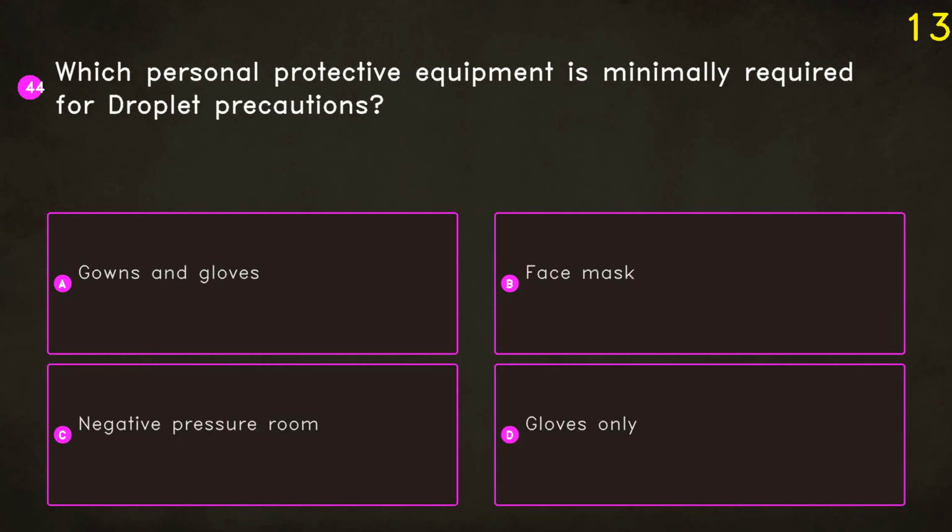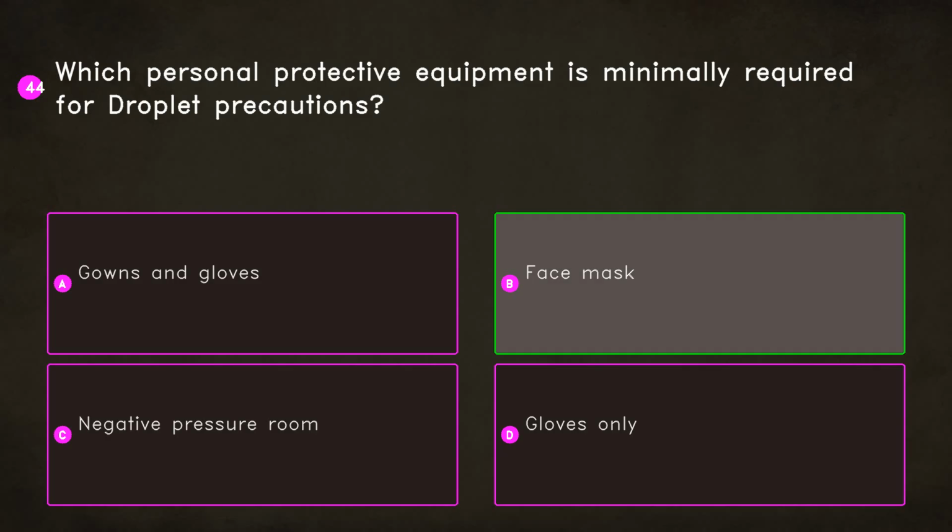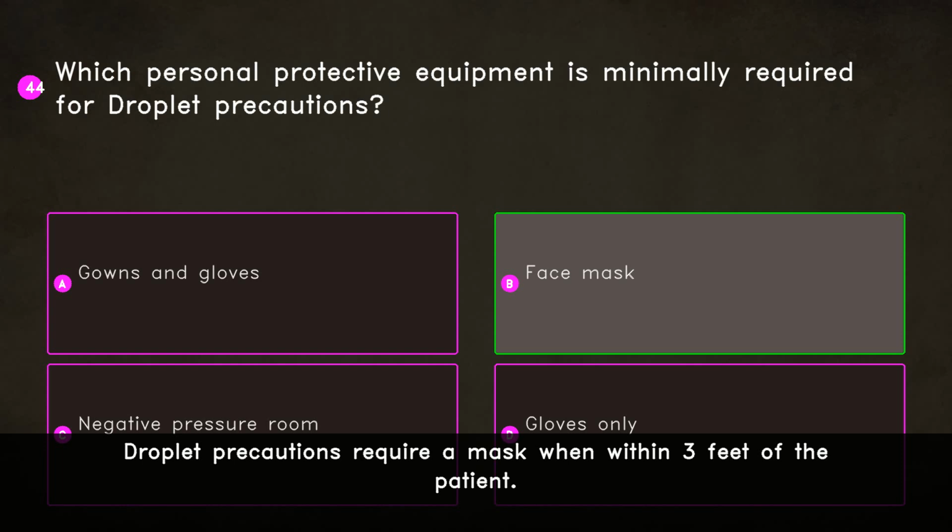Question 44. Which personal protective equipment is minimally required for droplet precautions? A. Gowns and gloves. B. A face mask. C. Negative pressure room. D. Gloves only. The correct answer is face mask. Droplet precautions require a mask when within 3 feet of the patient.